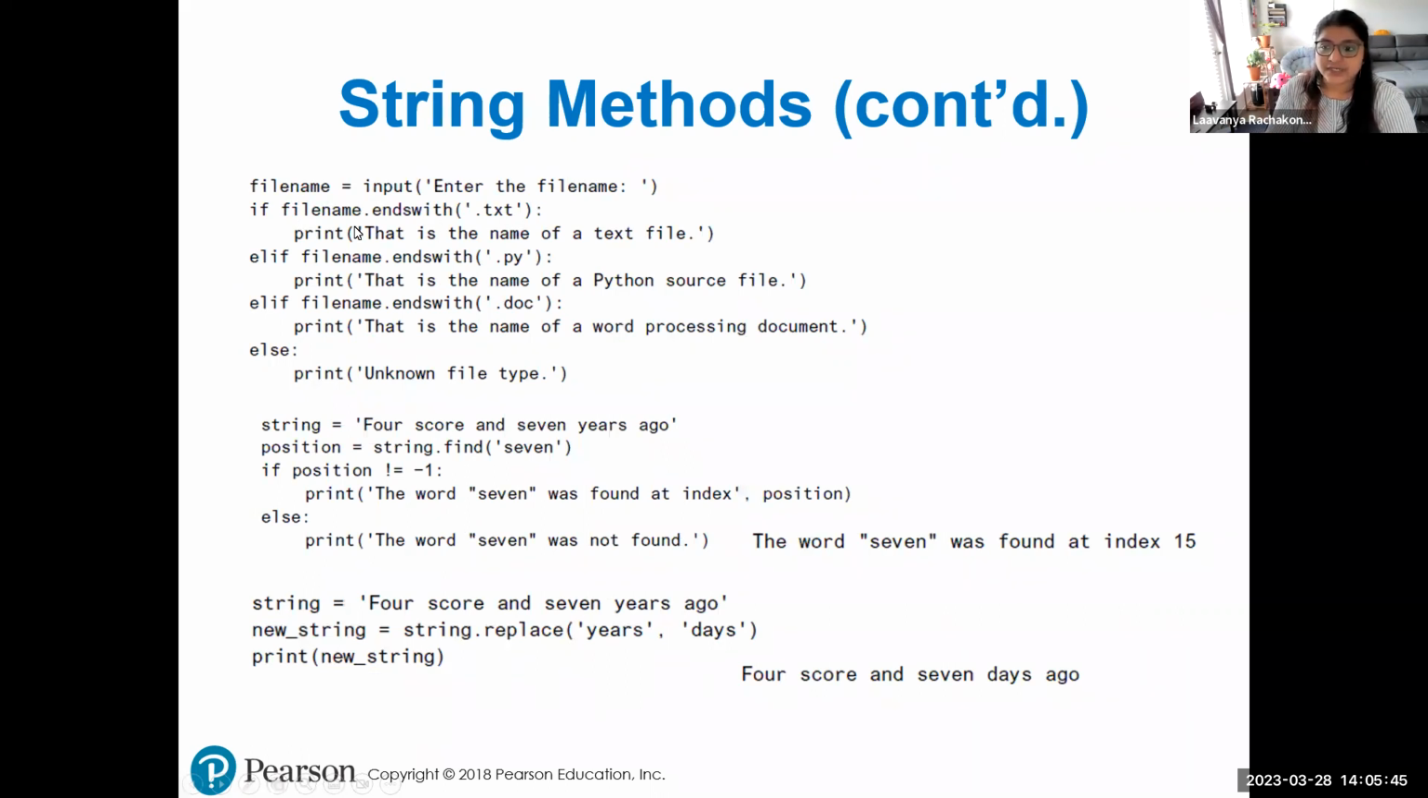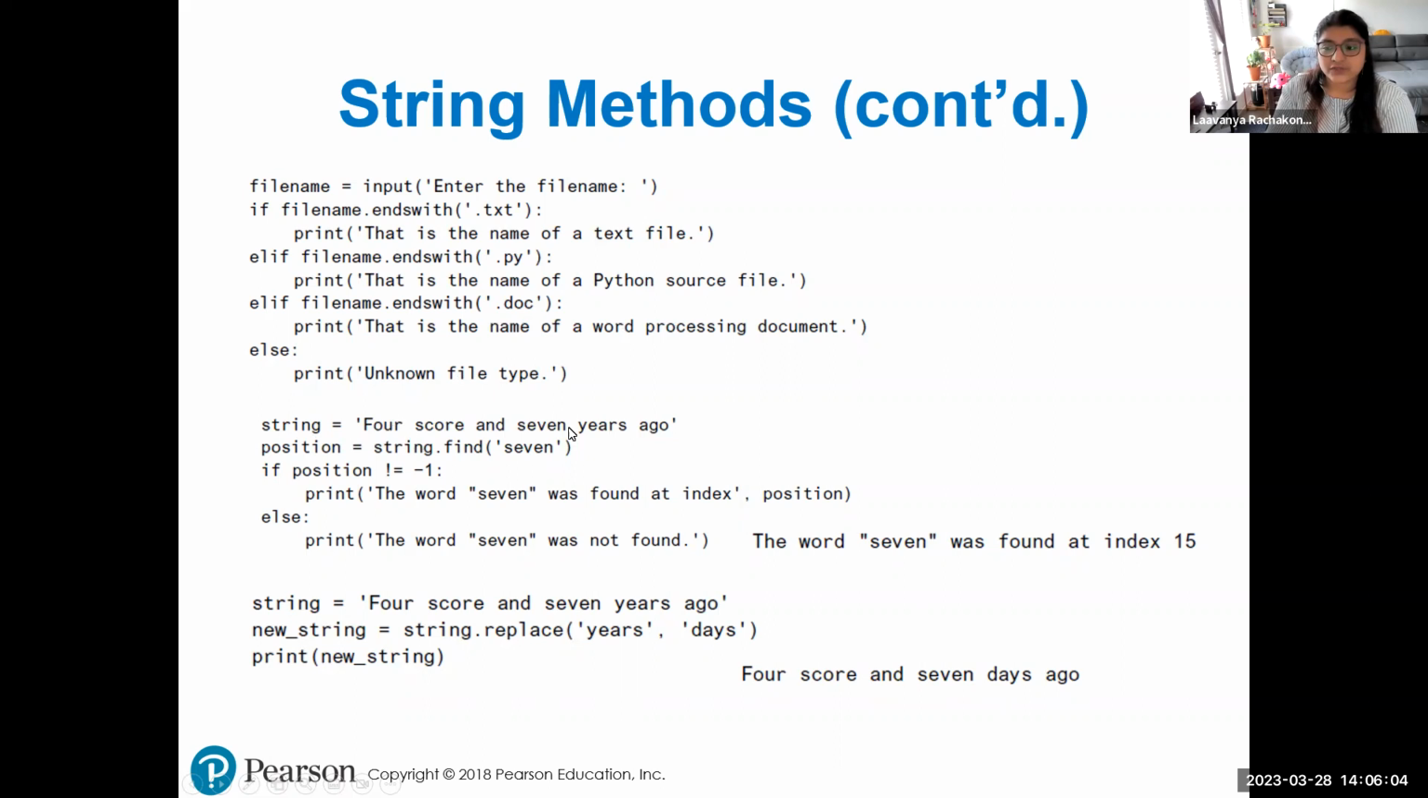Enter the file name. If it ends with .txt, then that is the name of a text file. If it is .py, it is the name of a Python file or script file. Or if it is .doc, then it is a Word document. Otherwise, we can just say unknown file type.